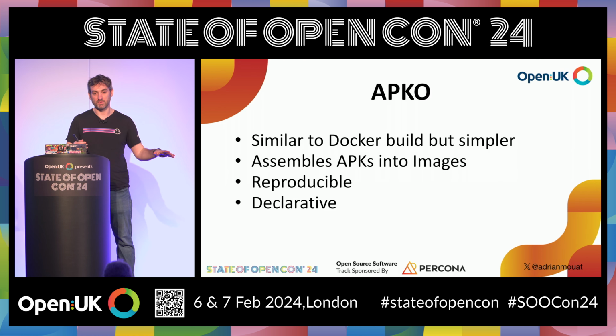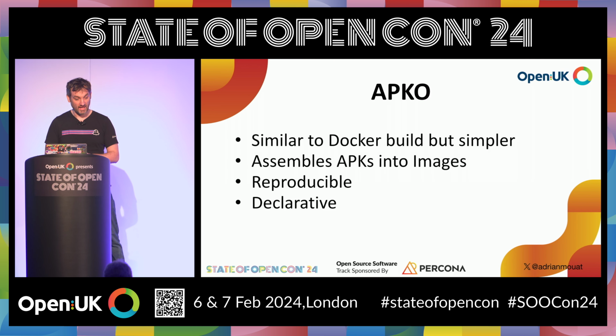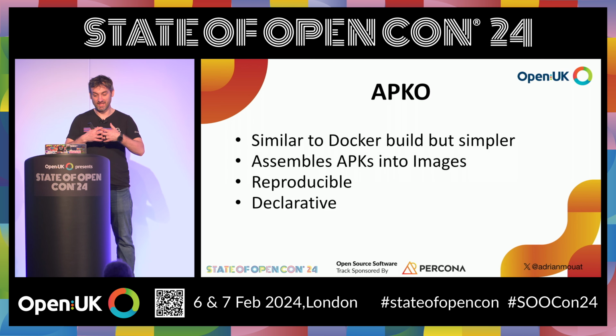So this is before we'd even started work on Wolfi. At this point, we're still using Alpine. And what APKO does is it takes a bunch of APK packages, the Alpine package format, and assembles them into a container image. And that's really all it does. So it's kind of like Docker build, but it's a lot simpler.